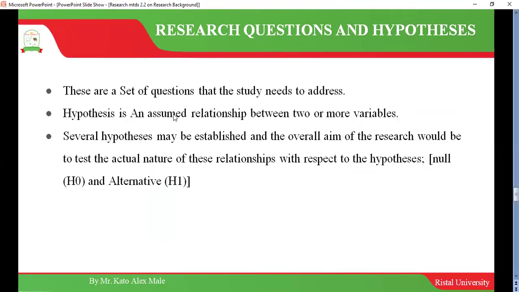Several hypotheses may be established, and the overall aim of the research would be to test the nature of this relationship with respect to the hypotheses. You remember very well we said there are two types of hypotheses: the null hypothesis and the alternative hypothesis. The null is negating, while the alternative is affirming. You get it? It is saying yes.